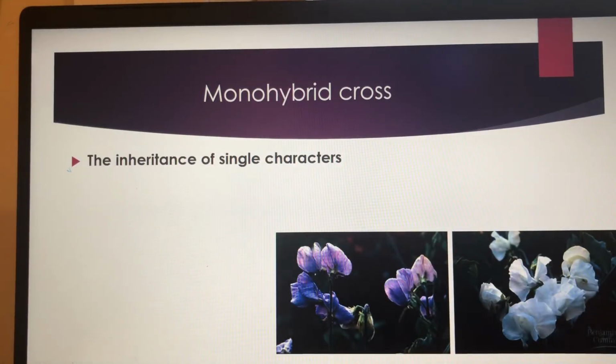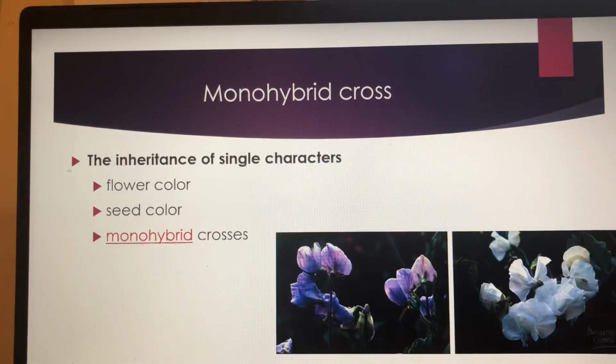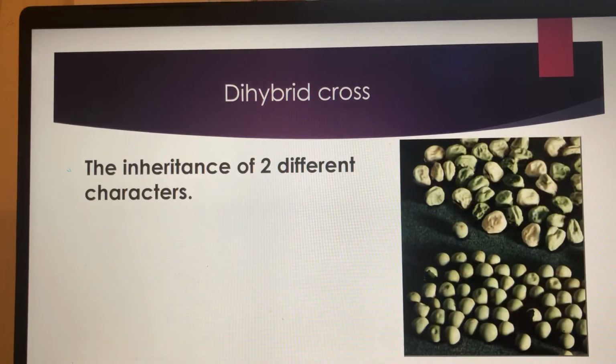All right, so a monohybrid cross, this is simple, easy stuff. It is the inheritance of a single trait, okay? Such as flower color, seed color, okay? All we're looking at with monohybrid crosses is one single trait. Generally, genetics aren't that simple. We want to know more.